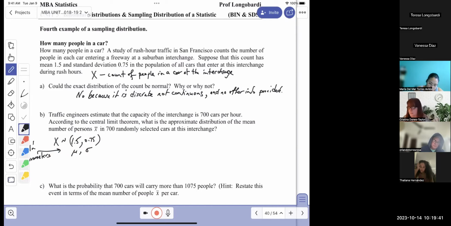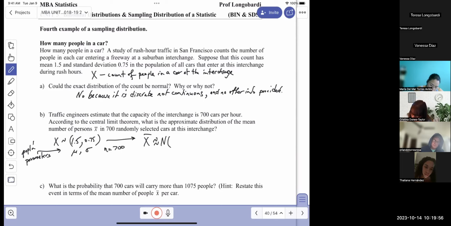And then we take a sample of 700, and that's large enough to use the central limit theorem to say that the average number of people in 700 cars is approximately normal with the same mean, but a standard deviation that is smaller by a factor of dividing by the square root of 700. What number does that give you?